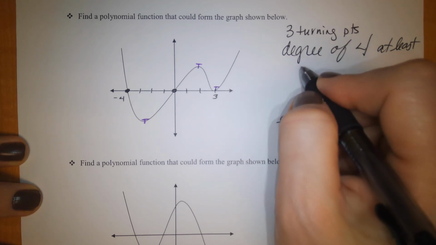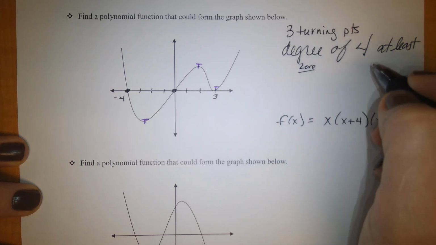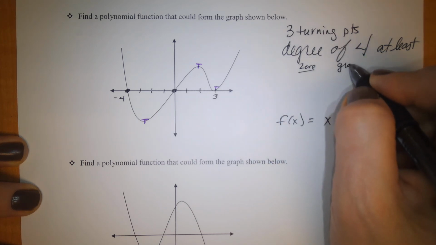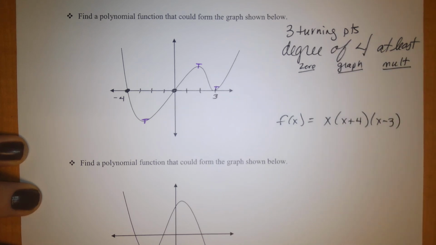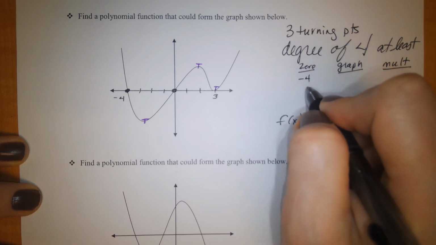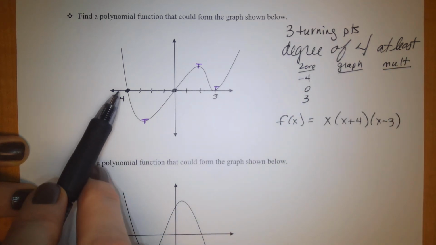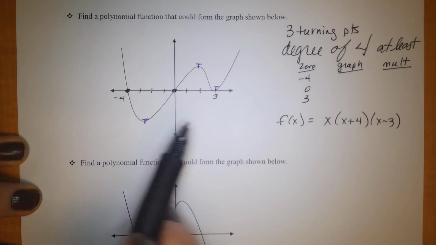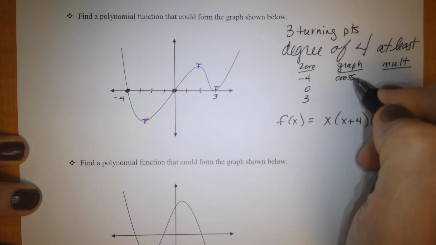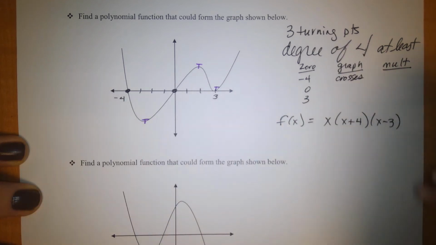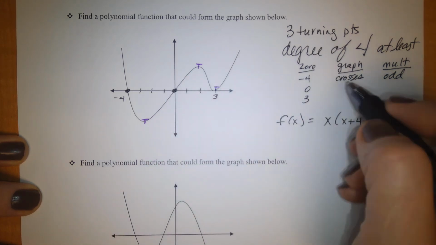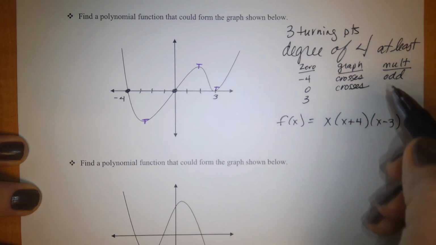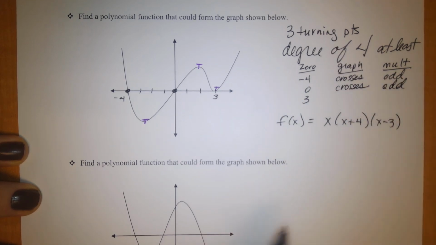So what I'm going to do is look at the individual zeros and whether the graph crosses or touches at each of those zeros, then that will determine what its multiplicity is. So we've got zeros at -4, 0, and 3. At -4, you can see that the graph crosses through. When a graph crosses through, that means it will have an odd multiplicity. At 0, it also crosses through the graph, which means it has an odd multiplicity.